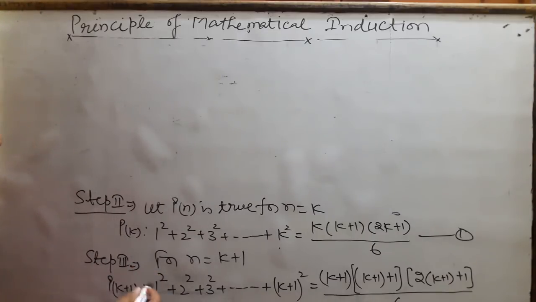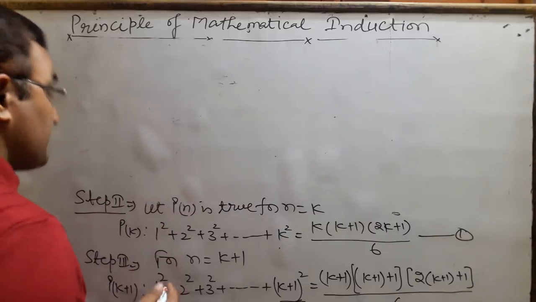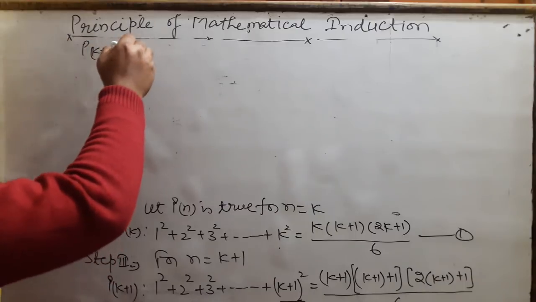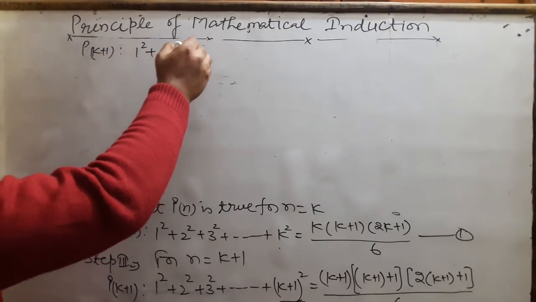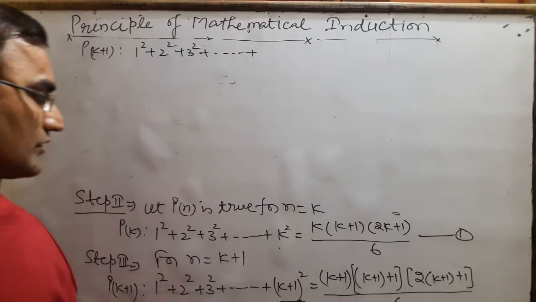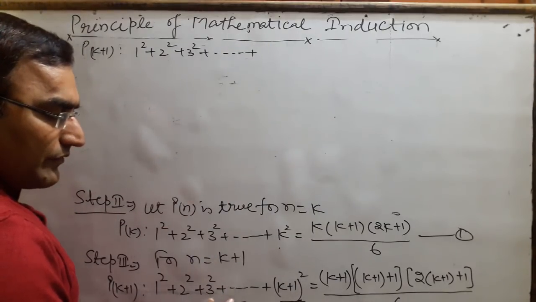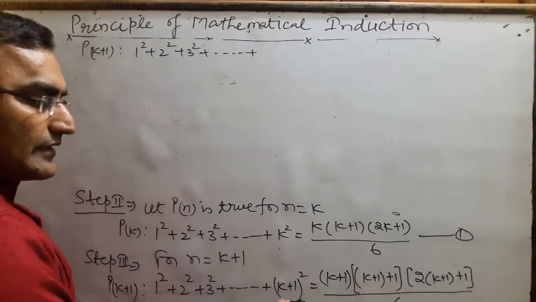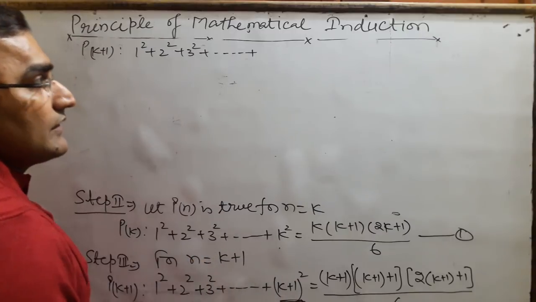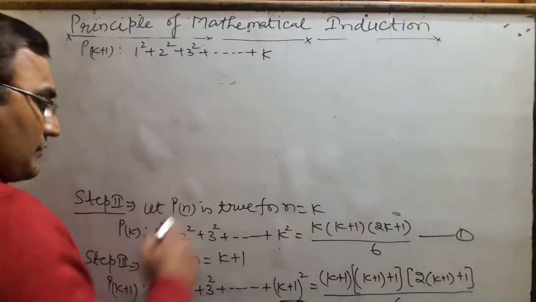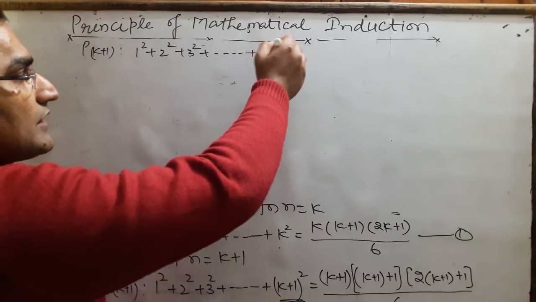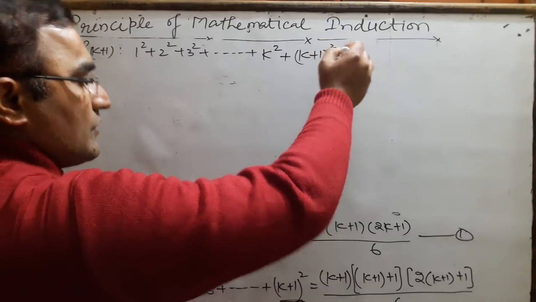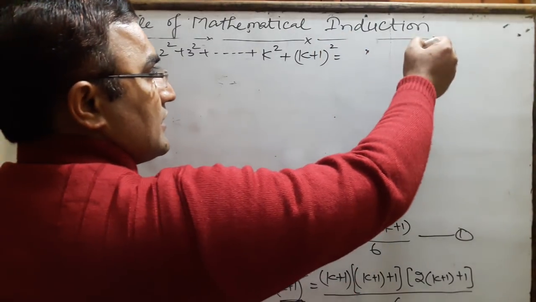Yes, write preceding term of this term. It means P(k+1) such that 1 square plus 2 square plus 3 square and so on. Here 1, 2, 3, 4 and so on. Last term is k plus 1. It means preceding term is 1 less of this term. Here k plus 1, 1 less, it means k. All terms power 2, it means k square plus (k plus 1) whole square equal to right hand side same as.